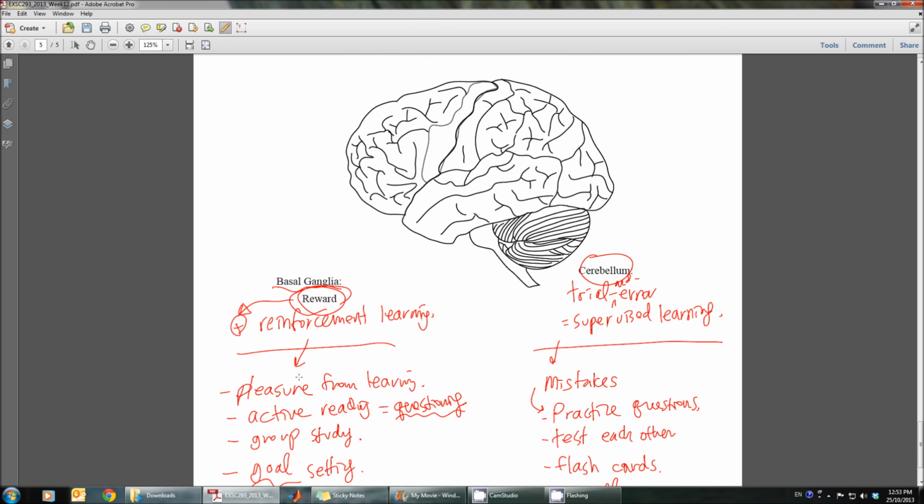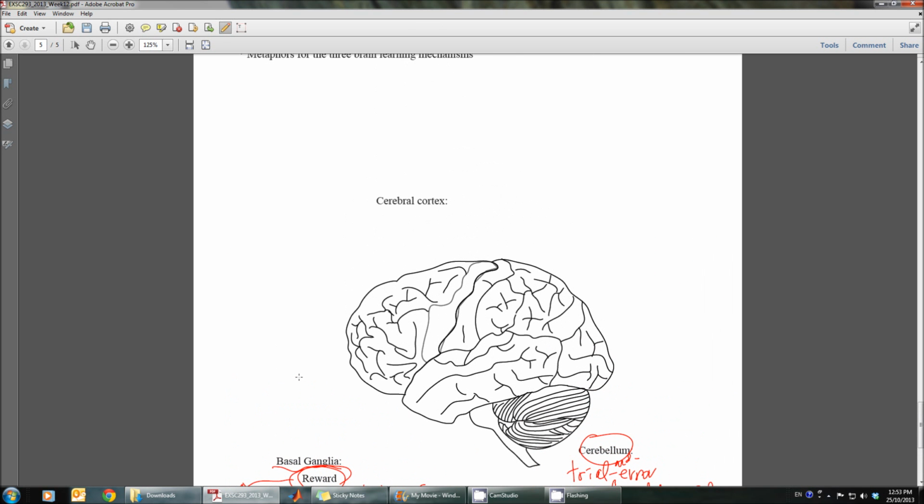And lastly, in week 12, we learn about the cerebral cortex learning, which is associative learning.